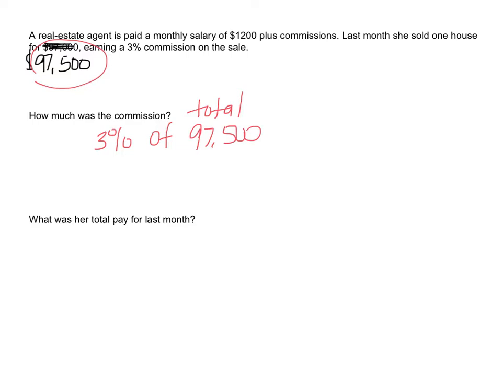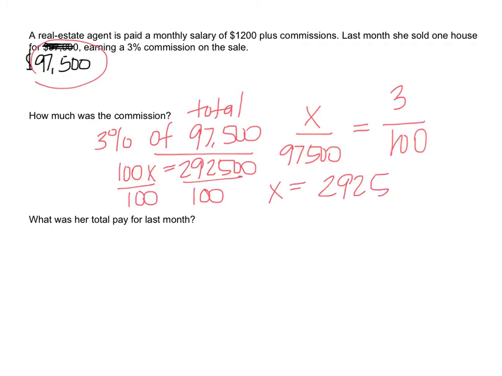And we can use that proportion that we've been doing. I know that I have 3% over 100, and this says of $97,500, so that's going to go in the denominator, and x is going to go in the numerator. So go ahead, you can cross multiply. So you're going to get 100x equals 3 times 97,500. So all I did was cross multiply, and I ended up getting 2,925. Now you have to include the dollar sign because that's how much money she made on commission.